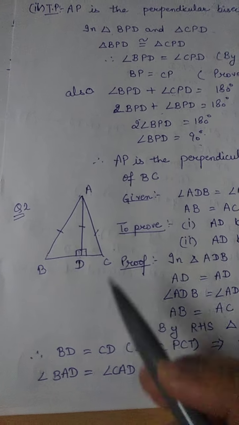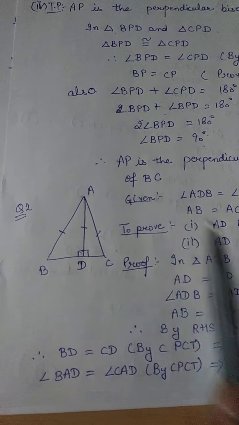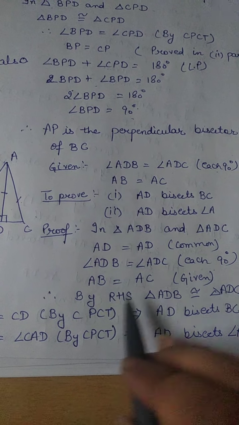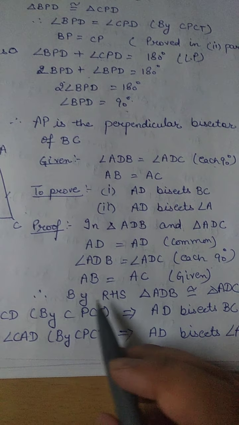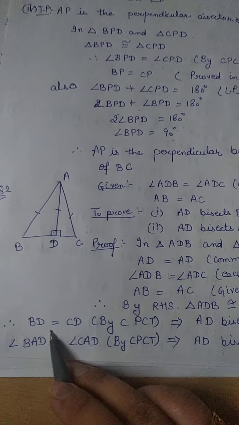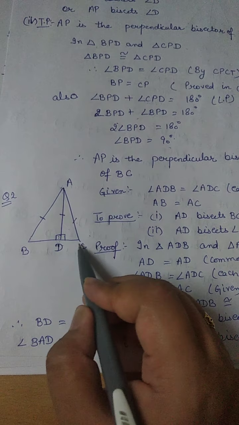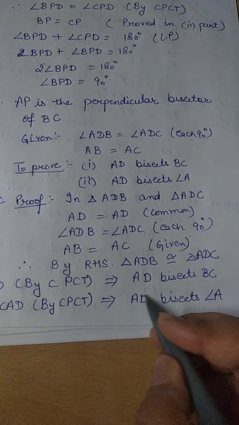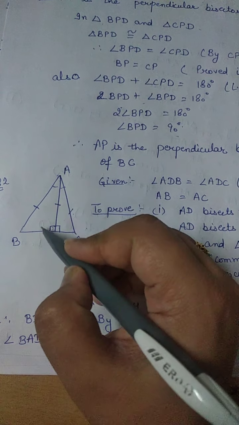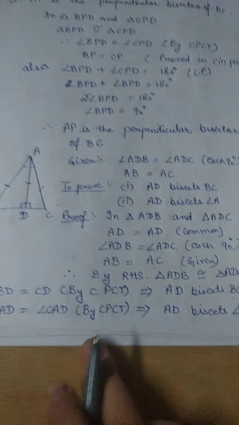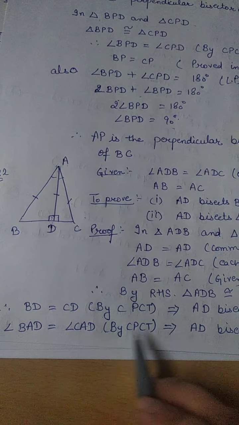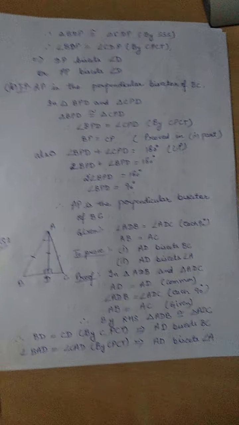It is common in both of the triangles, so we can write AD is equal to AD, common, and these both are each 90 degrees. AB is equal to AC is also given. So by RHS criteria, both the triangles are congruent. So we can say that BD is equal to DC by CPCT, which implies that AD bisects BC, and we can say that this angle is equal to this angle, which also implies that AD bisects angle A. So angle BAD is equal to angle CAD. With this, our question number 2 is also finished.